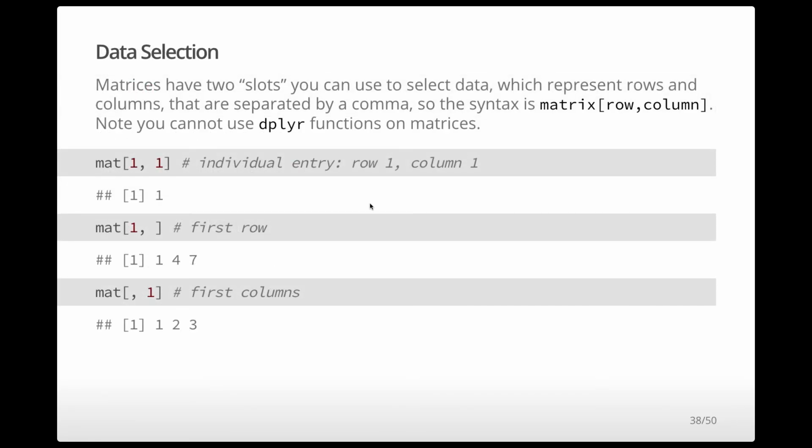So for data selection, matrices have two slots where you can select data. R almost always goes rows first, columns next. Row, comma, column. Row, comma, column, over and over again. So you can't use dplyr functions on matrices. You have to turn it into a data frame or a tibble, period. If I say mat[1, 1], I'm saying grab the first row, grab the first column, and that number is 1. mat[1, ] says grab the first row, everything in that row. If you don't put anything there, it means everything. Similarly, mat[, 1] with bracket notation says grab the first column, every single row.